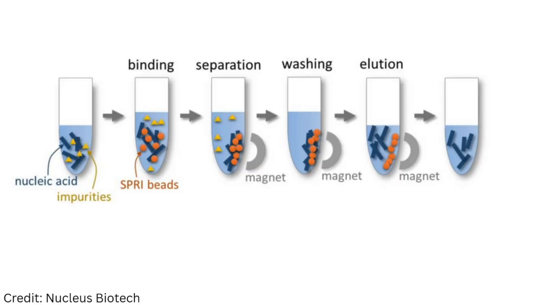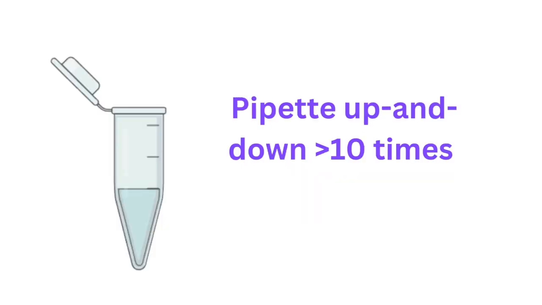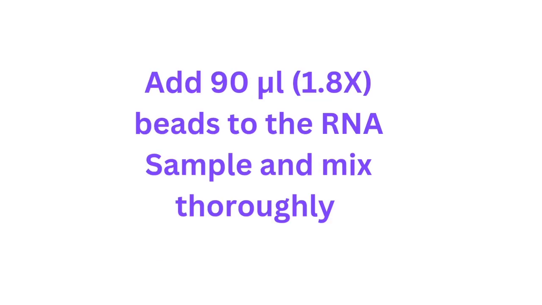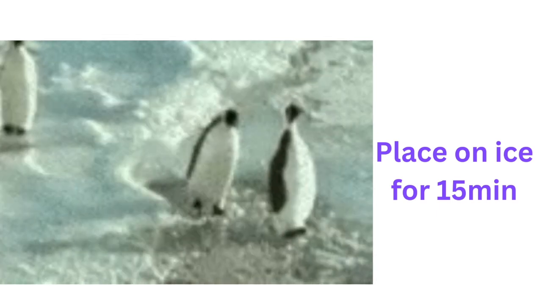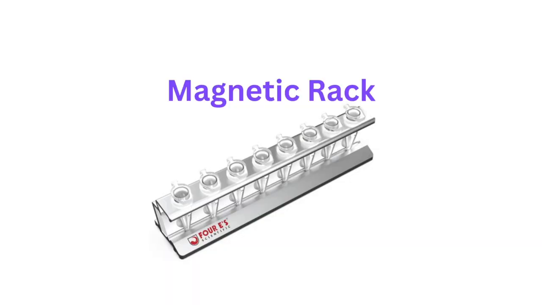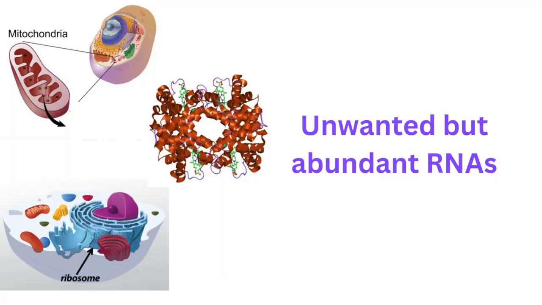For this step, we either use an Agencourt RNA cleanup XP beads, or the RNA sample purification beads. So what we want to do is just vortex either of these reagents so that they're resuspended. Then we're going to add 90 microliters, which turns out to be 1.8 times the volume. So 90 microliters of beads to the RNA samples. And we mix this again very thoroughly, so at least 10 times. We need to incubate the tubes for 15 minutes on ice, and this allows the RNA to bind to the beads. After this 15-minute incubation, we pop it on a magnetic rack to separate the beads from the supernatant.